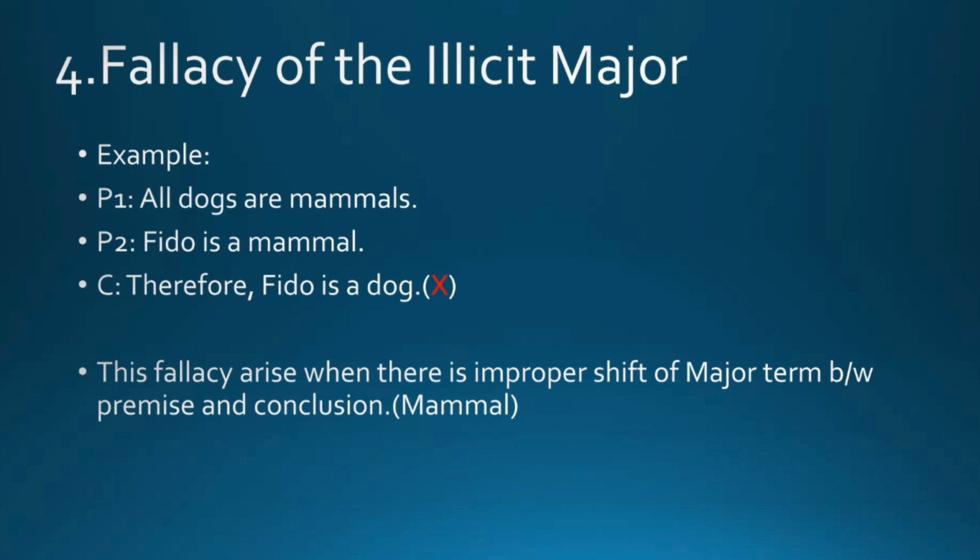Fido is a mammal. Therefore, Fido is a dog. Why it's a fallacy? The conclusion assumes that being a mammal means something must be a dog, which is not true. There are many other types of mammals besides dogs, like cats or humans. The term mammal is used improperly between the premise and the conclusion.